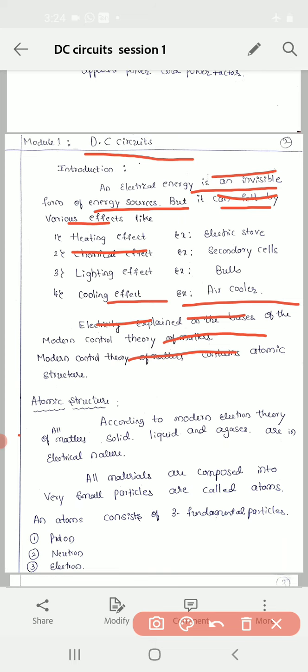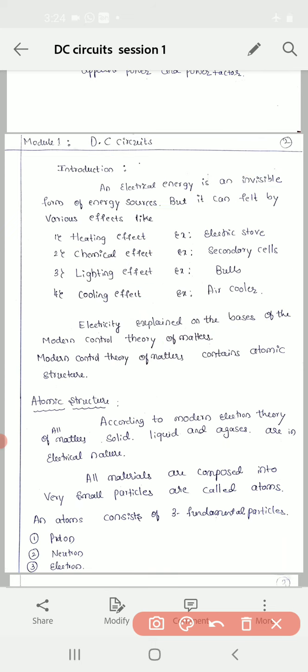but it can be felt by various effects like heating effect, chemical effect, lighting effect and cooling effect. For heating effect, an example is an electric stove; chemical effect, for example secondary cells; lighting effect, for example a bulb; cooling effect, for example an air cooler. Okay.